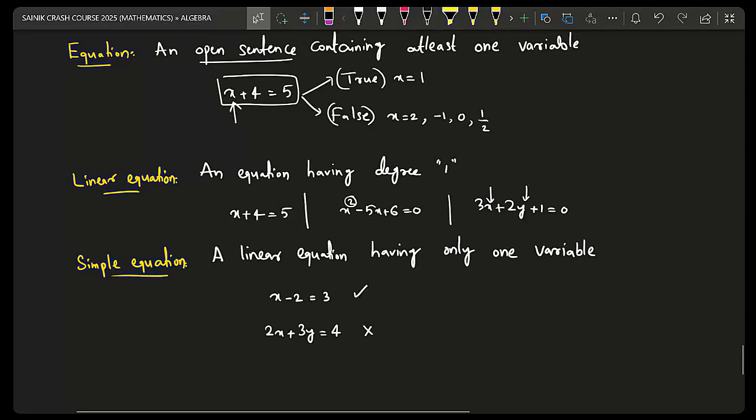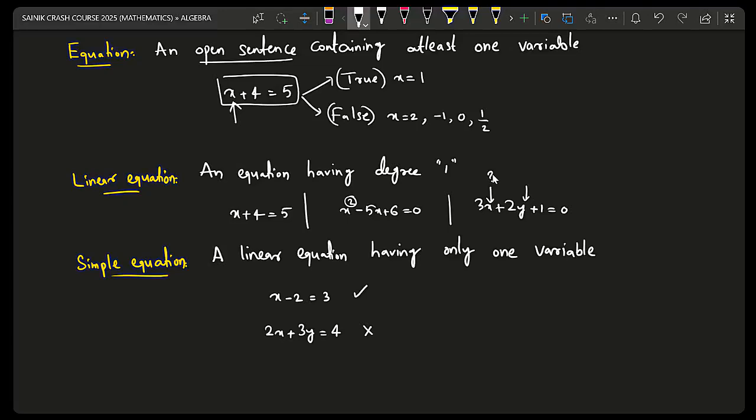Bhuvana, doubt? Sir, can you explain linear equation third example? Linear equation third example, you see here. That is, I took 3x plus 2y plus 1 is equal to 0, right? Yes, sir. For x, there is no power. What is understood?